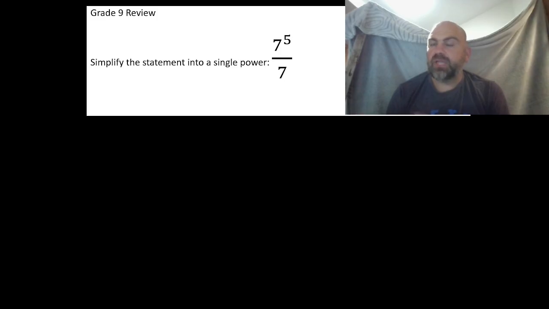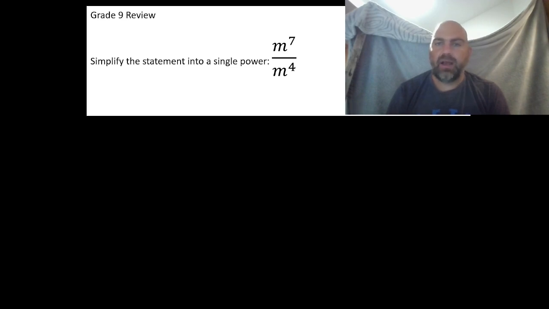Here's another one, okay? It's a division statement because it's a fraction. 7 to the power of 5 over 7 to the power of, I heard you, it's 1. You betcha, okay? And so when we subtract those two, we're going to get 7 to the power of 4. And that becomes our simplified power.